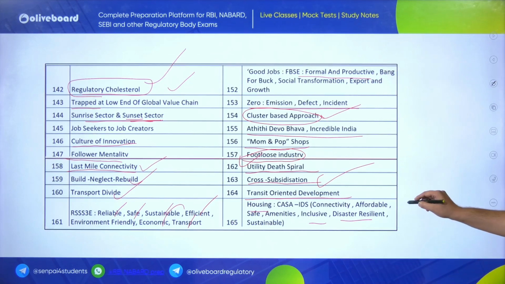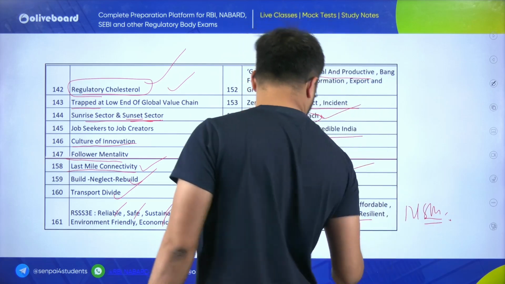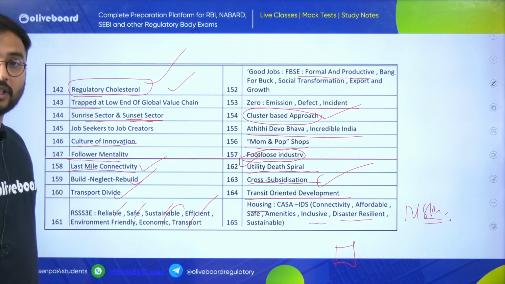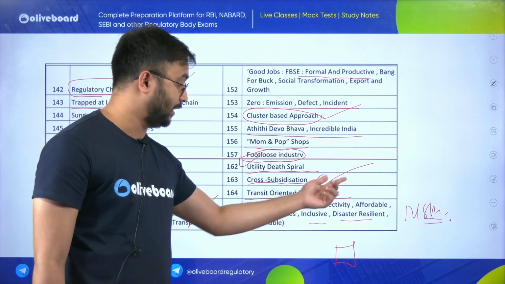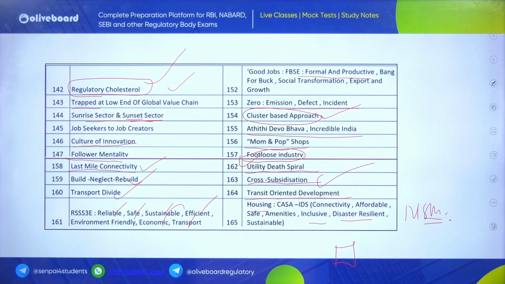For example, suppose a question comes on the mission which is for construction of houses, Awas Yojana. In that Awas Yojana, you can write CASA IDS: connectivity, affordability, safe, amenities, inclusive, disaster resistant, and sustainability.